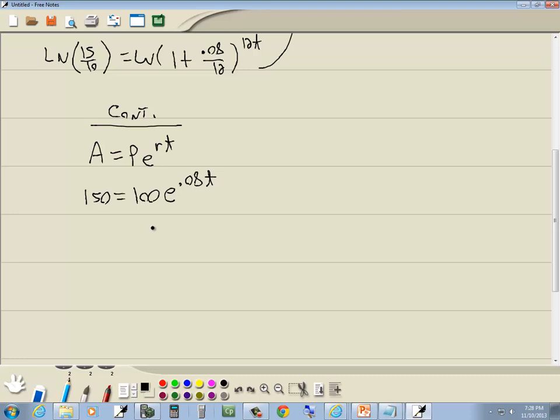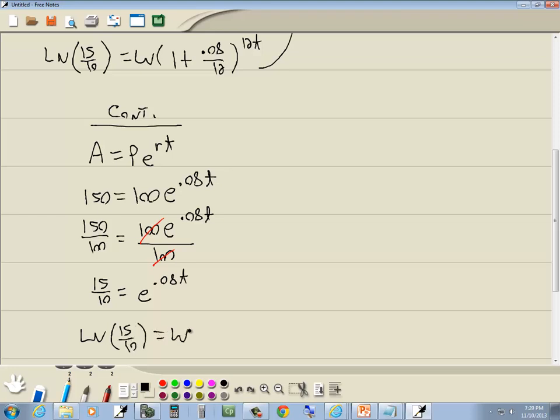Now this is an exponential equation, so I want to get the part with the variable in the exponent by itself. That's step 1. So I divide both sides by 100. And these will cancel. And I'll drop off the zeros at the end, so it gives us 15 over 10 again, is equal to e to the 0.08t. Step 2 is take the natural log of both sides. So we've got natural log of 15 over 10 is equal to natural log of e to the 0.08t power.